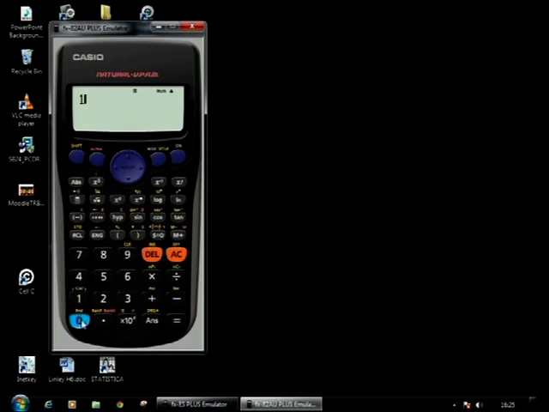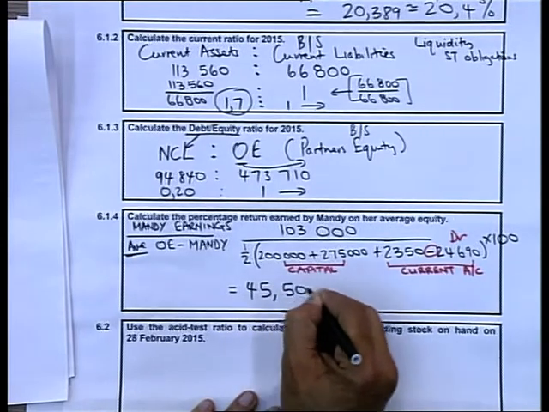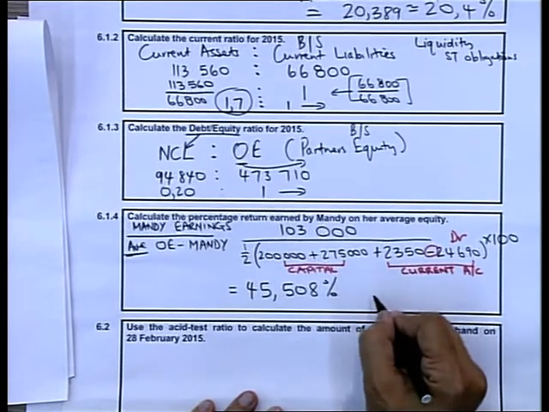So when we punch that in on the calculator, what we have on top is 103,000. Then we divide. You're going to punch in 0.5, which is half. Open up the bracket, 200,000 plus 275,000 plus 2350 minus 24690. Close the bracket, multiply everything by 100, and you get 45,508. So it's 45,508%.